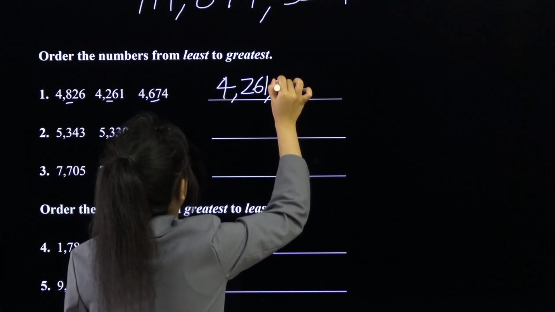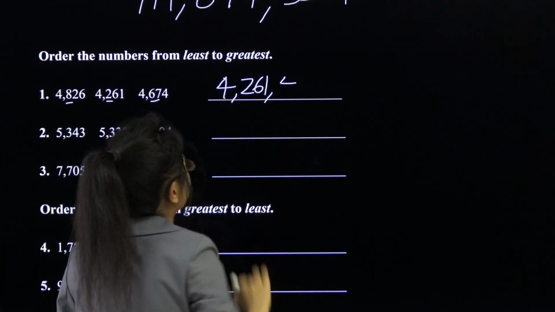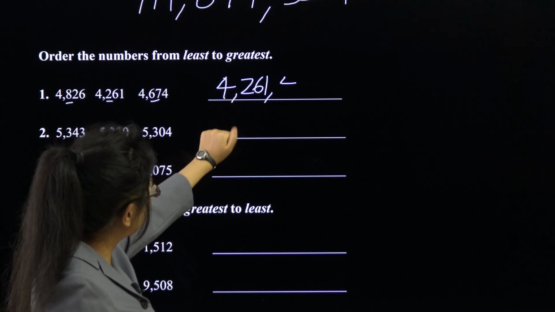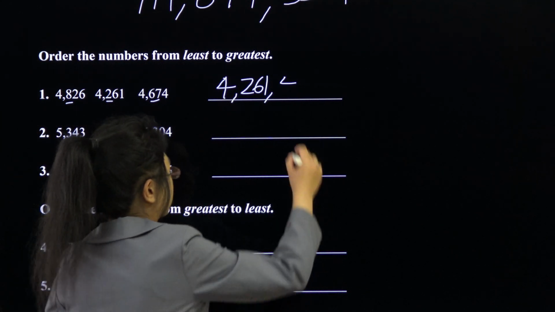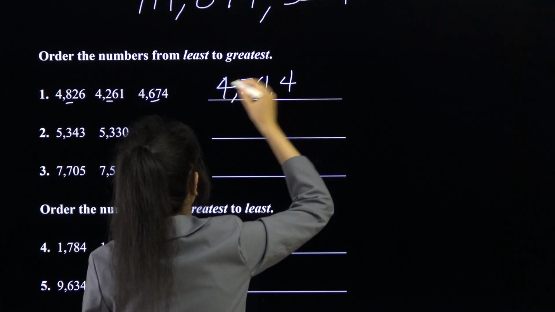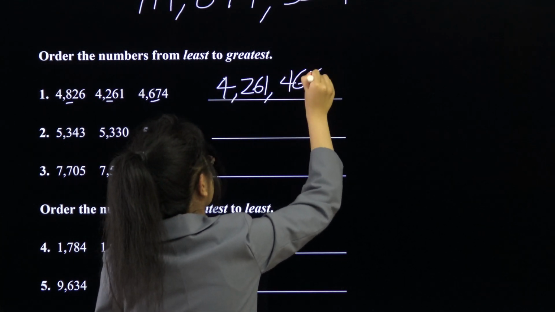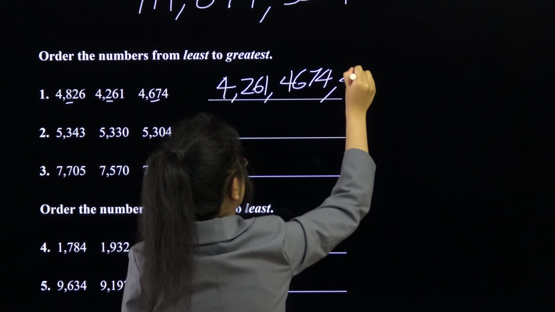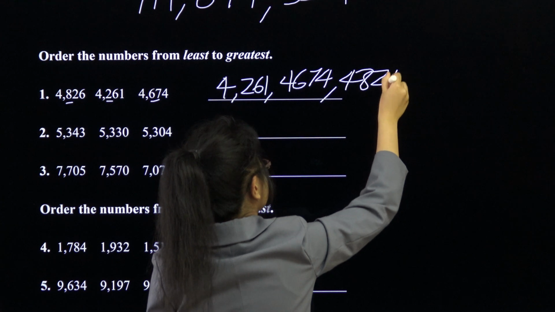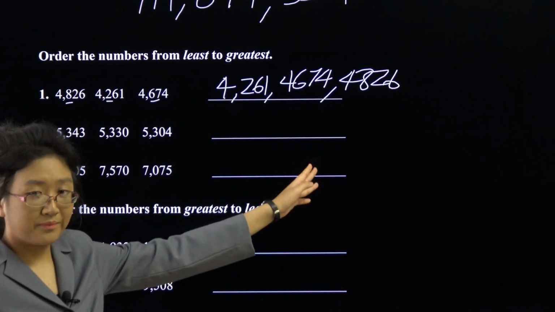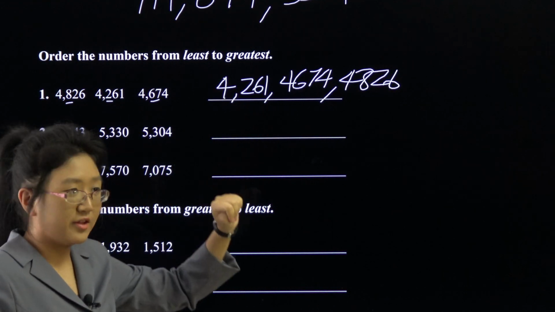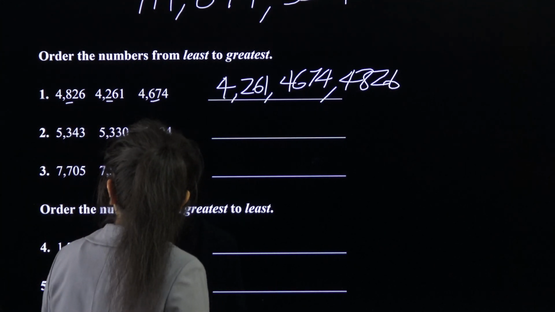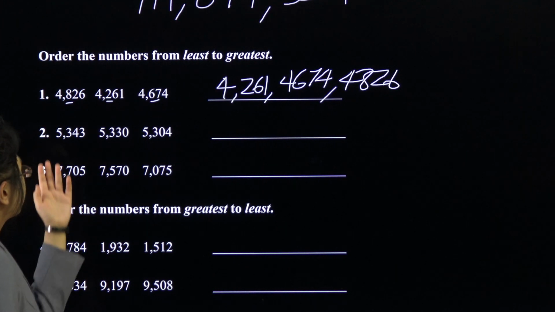4,261. And then, okay, this is why some countries don't use the commas. Because when you're ordering numbers, the commas get a little bit wacky. So I'm just not going to use commas anymore. 4674. And then it's 4826. Not using commas for every 3 place values is not incorrect. Just saying. Anyhow, question number 2.